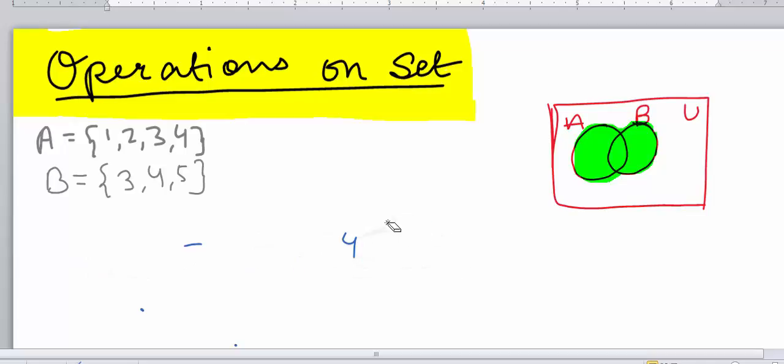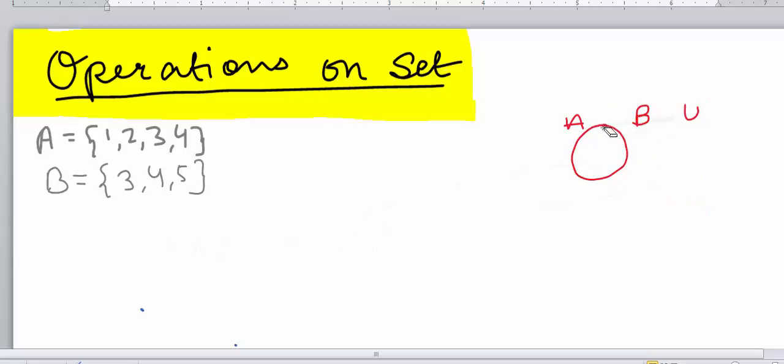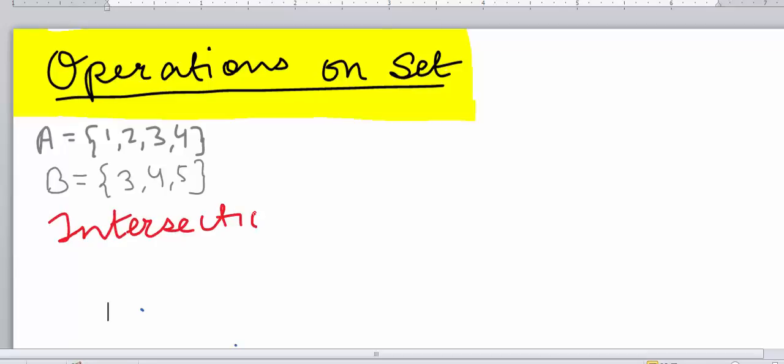The second most important operation on sets is intersection. So the intersection of two sets A and B is denoted by A intersection B. The intersection of two sets is the set of all elements which are common to both A and B. That is, A intersection B only contains the elements that are in both A and B.